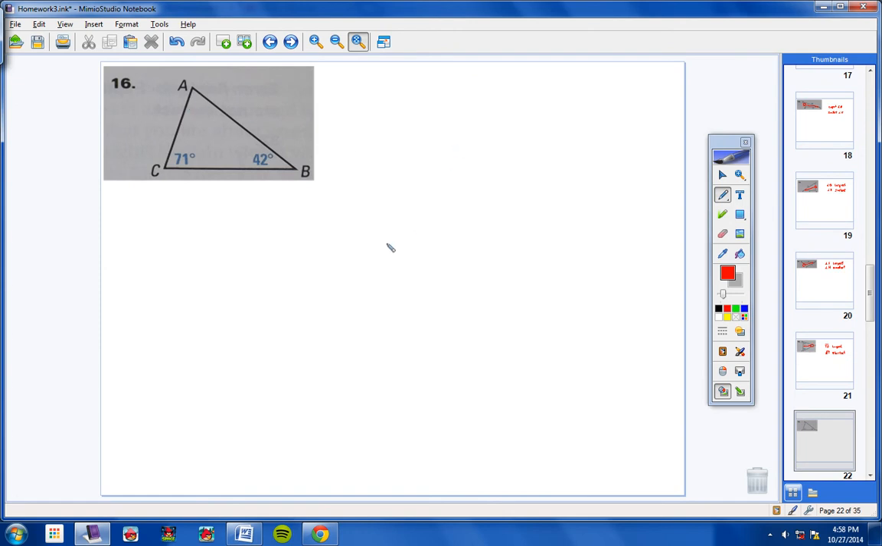yes, we're missing an angle here, so very quickly we're going to take 71 plus 42, and we're going to get 113. So this angle here must be 67 degrees because all three angles, don't forget, have to add up to 180. Now, having done that, let's go ahead and circle the largest angle, this angle here, and now go straight across. So this side here, side AB, is the longest side.